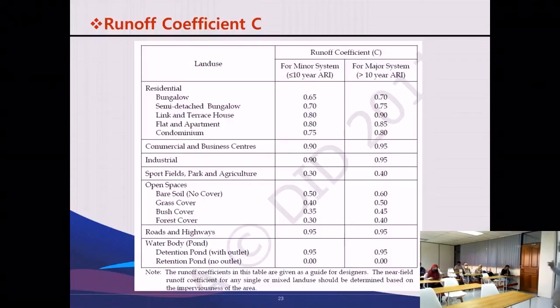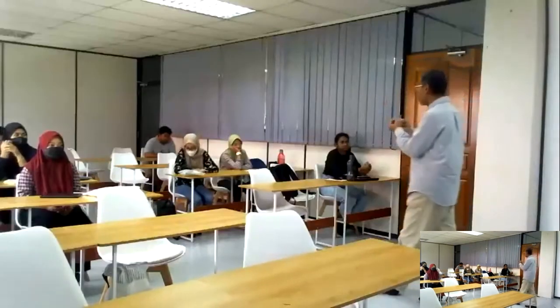Okay, now next one is the coefficient, C, right? The CIA, right? So this is the C. Different kinds of place, for example residential area, have different C. Sports complex has its own C. Open space, road and highway, for example, remember we're talking about road and highway, is 0.95, the C. Because by right, it should be 1.0. But somehow, maybe we expect some of the water to be evaporated away, that's why just 0.95.